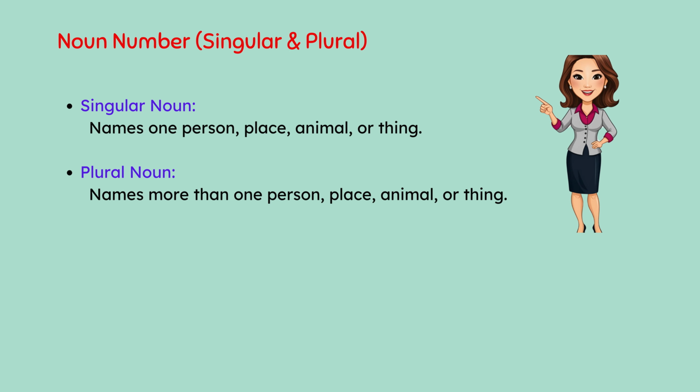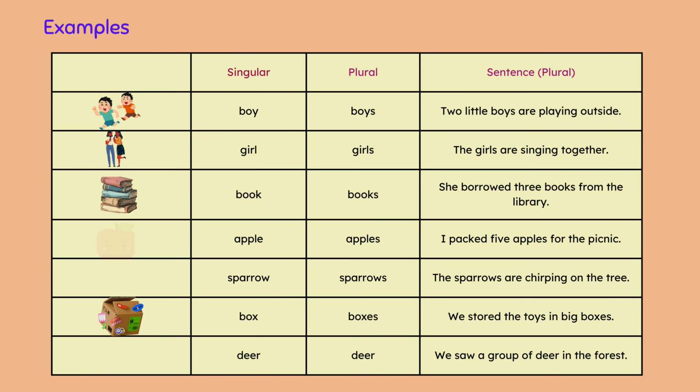Let's now learn about singular and plural nouns. A singular noun refers to just one person, place, animal, or thing. A plural noun refers to more than one. Here are some examples. Two little boys are playing outside. Boys is the plural form, and it comes from the singular noun boy.